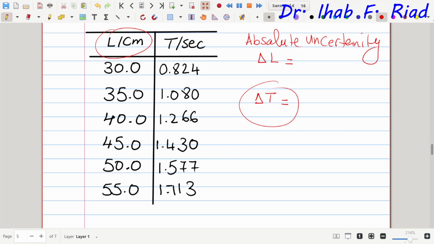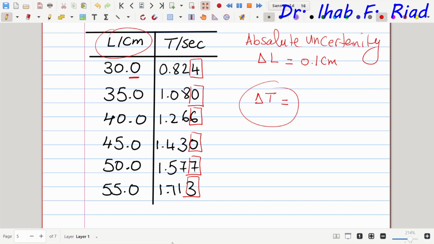It is going to be 1 unit of the least significant figure. Then from here, it is going to be 0.1 centimeter. Then most probably this measurement was carried out by a meter ruler. What about the time? Again, it is 1 unit of the least significant figure.